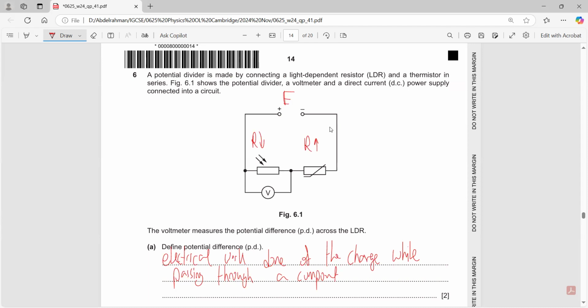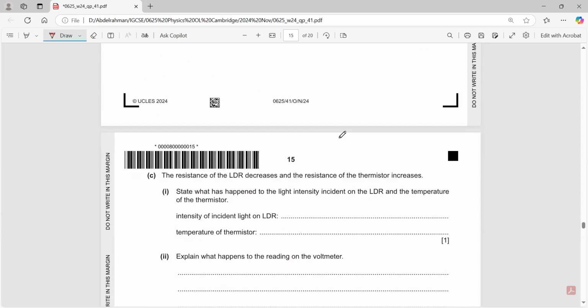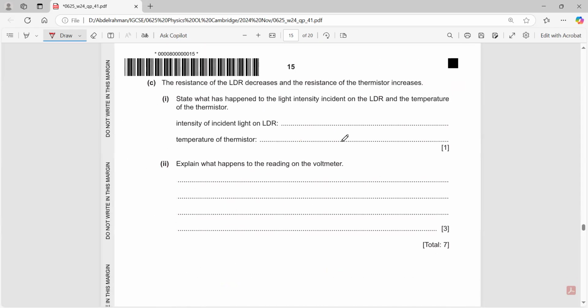This is an LDR and this is a thermistor. Why would that happen? That's the question. What are the changes that cause the resistance of the LDR to decrease? This is an LDR, a light dependent resistor, so should the light intensity decrease or increase? The light intensity should increase because they are inversely proportional.